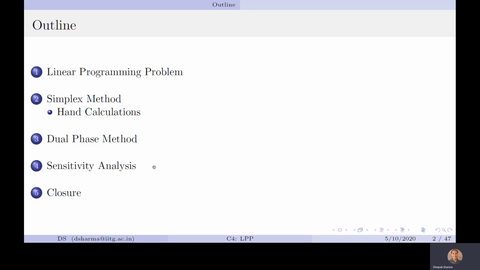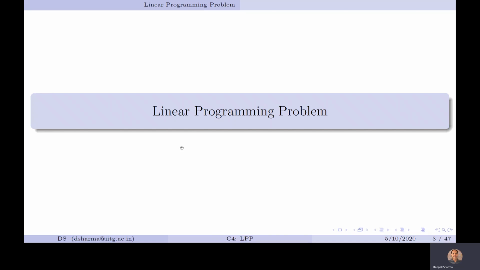This sensitivity analysis is important because at the end we will discuss Lagrangian multipliers that are being used with nonlinear optimization. We will conclude this chapter at the last. Let us begin with the linear programming problem.